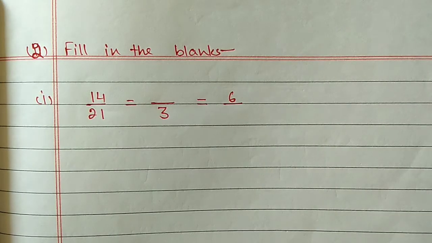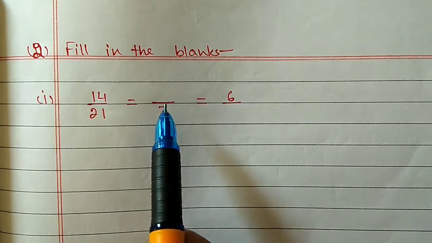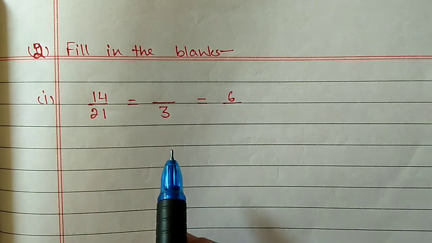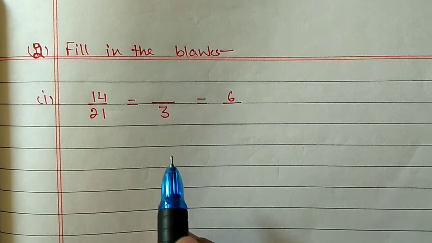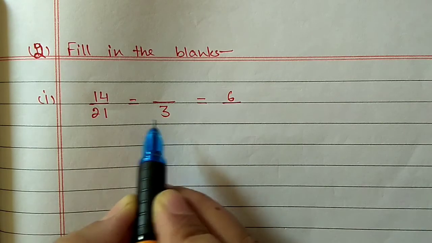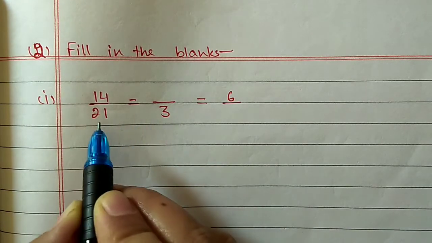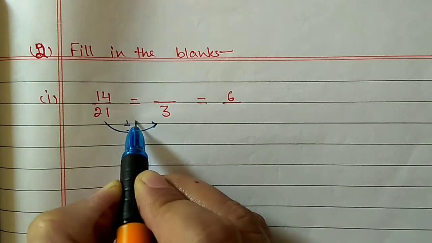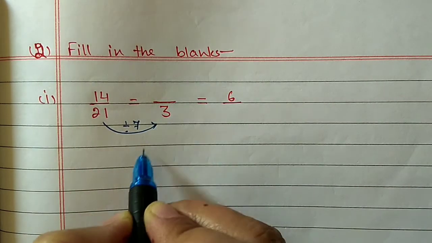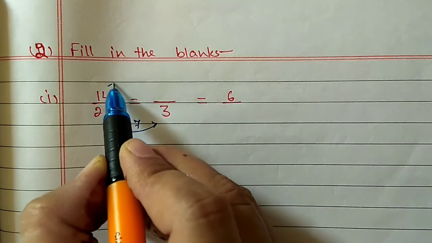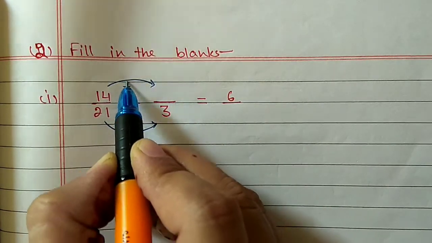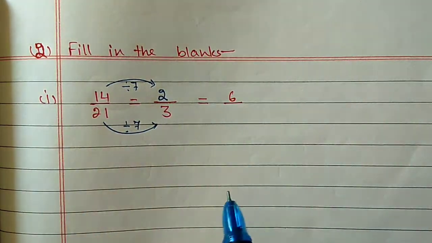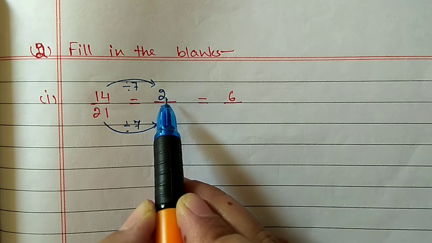Next question number 2, fill in the blank. You have to fill this missing place and you have to use the property here for equivalent ratio. So equivalent ratio is similar to equivalent fraction. You can see here the denominator is given for both the fractions. If you see here this 21, if you divide by 7, then you are getting 3. So the same thing we have to follow for the numerator also. So this numerator also we will divide by 7. 14 divided by 7 we will get 2. So on this gap we will fill in 2.